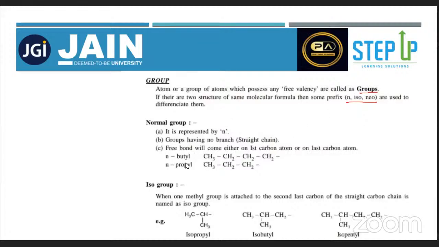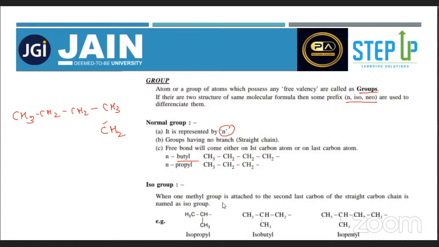Now see here, we have n-butyl. From where did n-butyl come? We took butane, which is CH3CH2CH2CH3. In this, you just took one hydrogen out. Now one bond is free, so this became butyl. The name for this was n-butane. From n-butane, you took out one hydrogen, it became n-butyl. From propane, you took out one hydrogen, it became n-propyl. So this is the normal group. We'll write it as n.